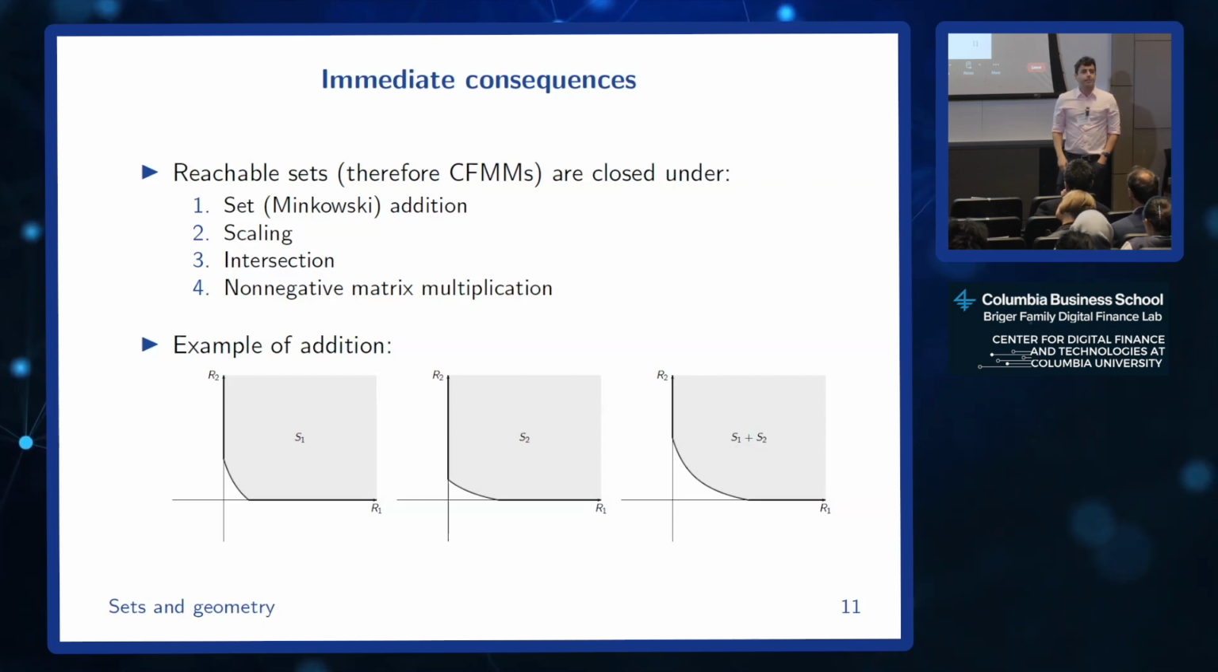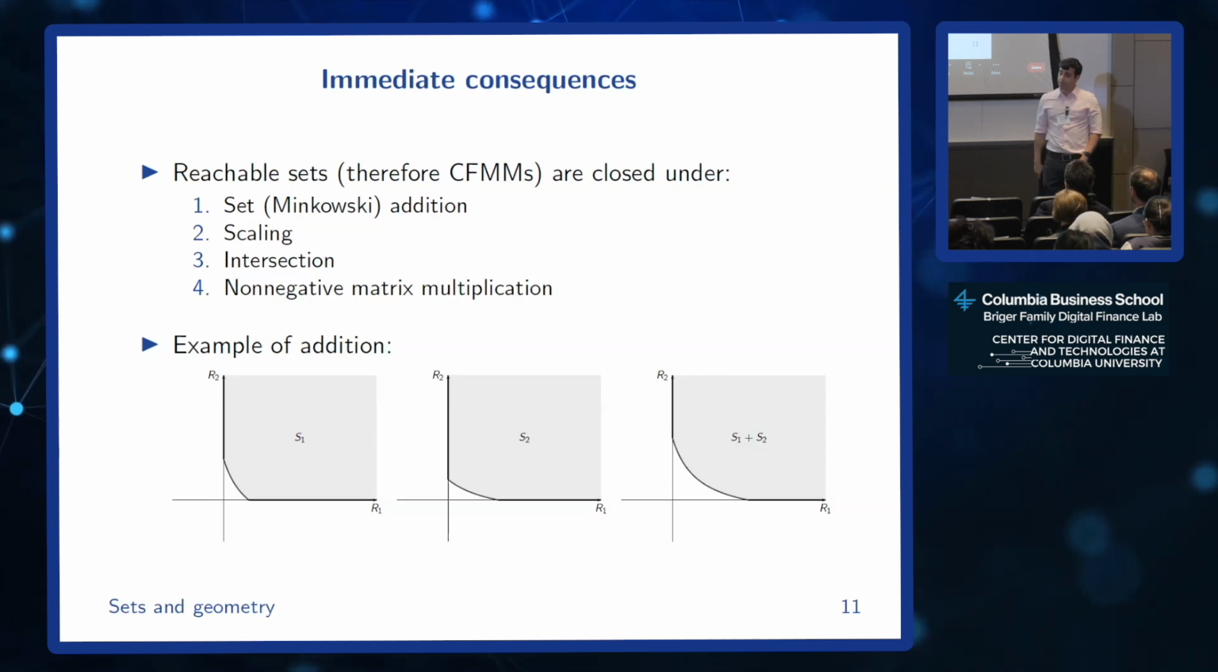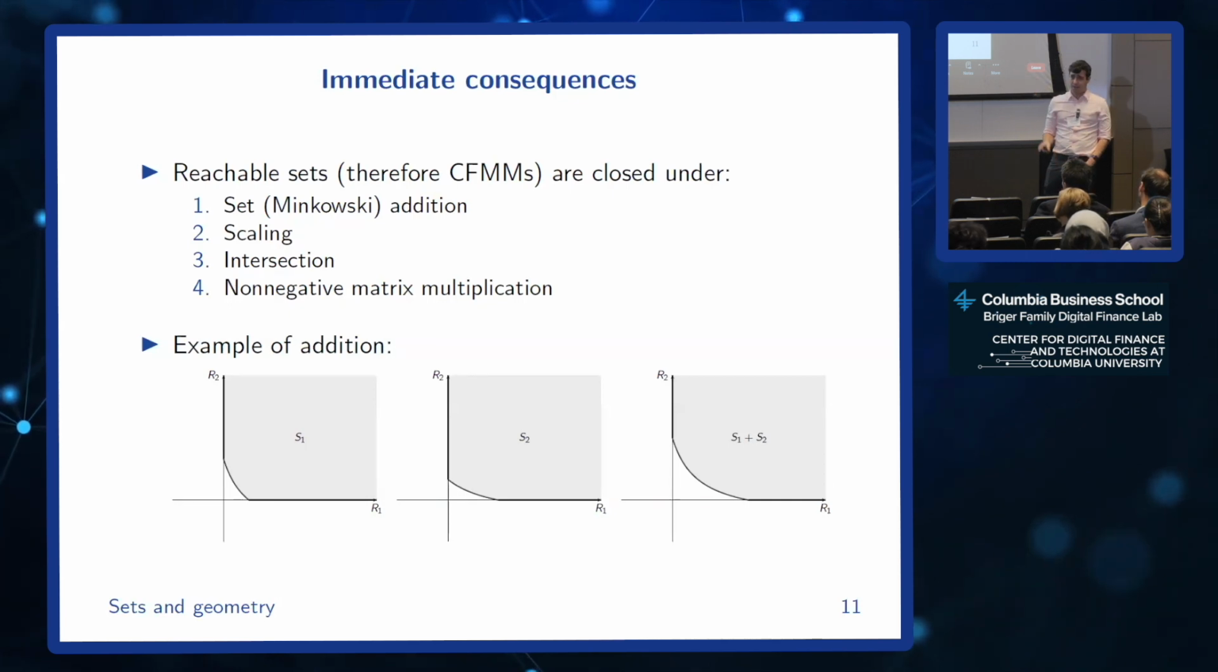Number 2 is scaling. Scaling by a positive constant clearly preserves all of the properties that we want. Intersection certainly does. And then non-negative matrix multiplication. That one's a little bit more annoying, so I'll leave it as an exercise to the reader, but you're welcome to do so. And so one example of set addition is, of course, concentrated liquidity in Uniswap V3.